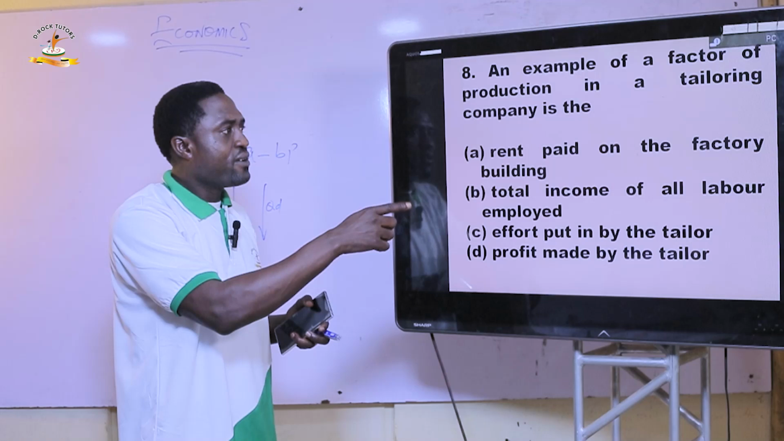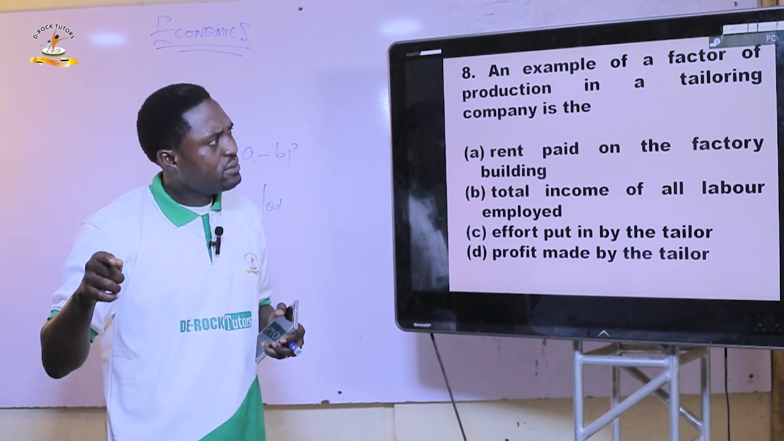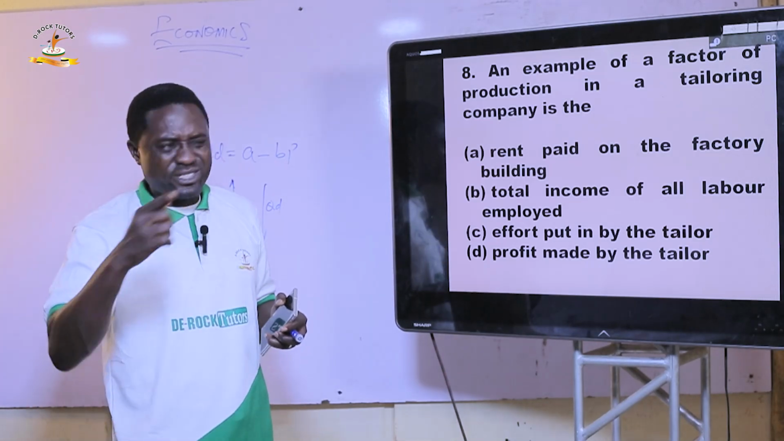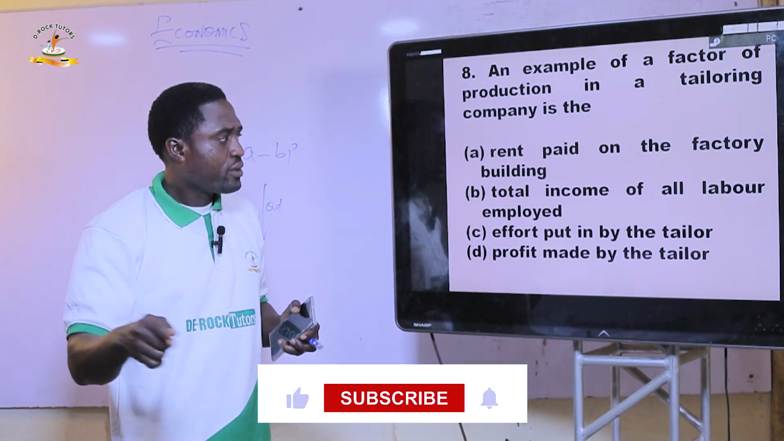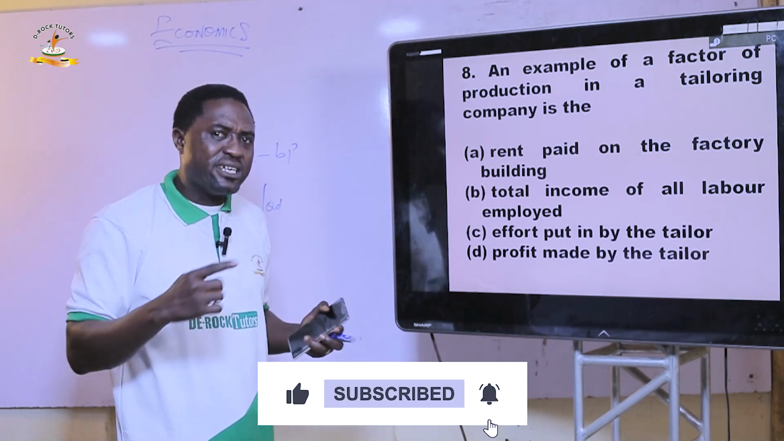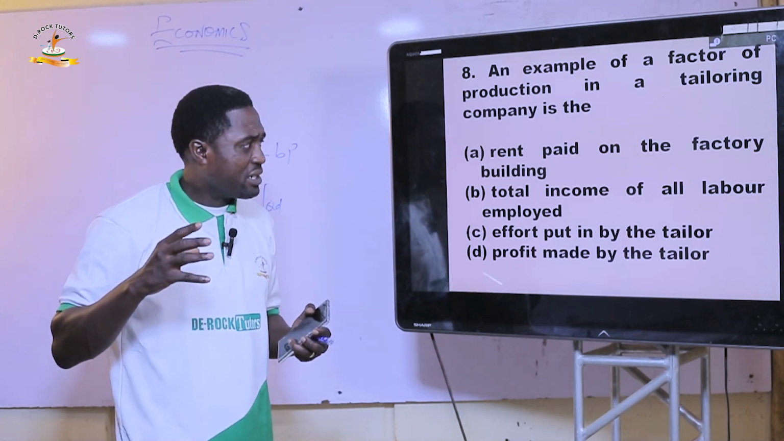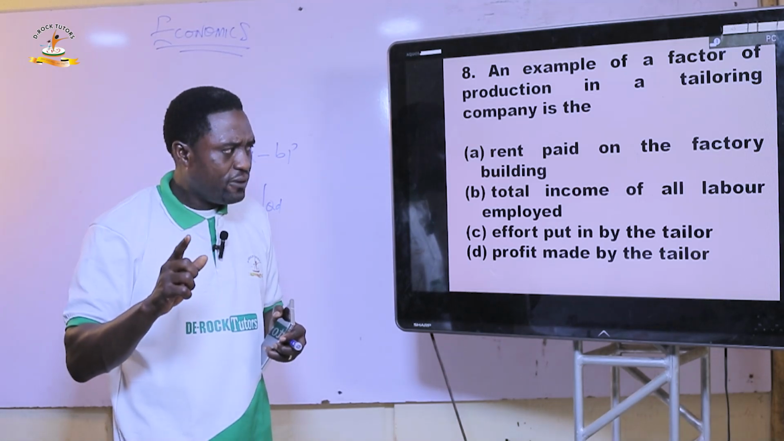Rent paid on the factory building. Rent is just a reward. Rent is a reward, not an example of factor of production in a tailoring company. And like I told you the other time, rent is a reward on land. So that is not the answer. B, total income of all labor employed. Total income, the wages and salaries you are paying to your workers. You understand? That is not an example of factor of production.